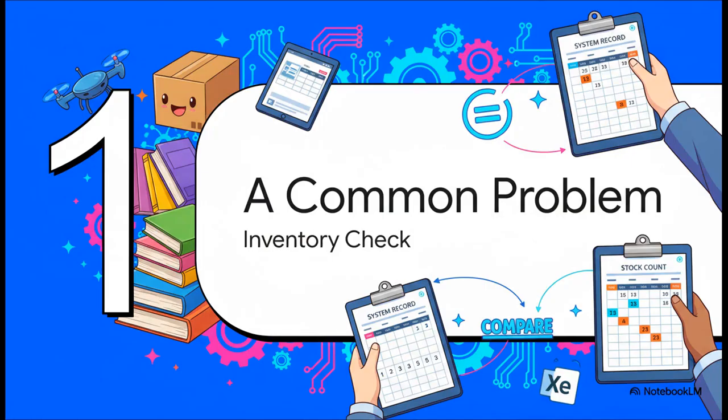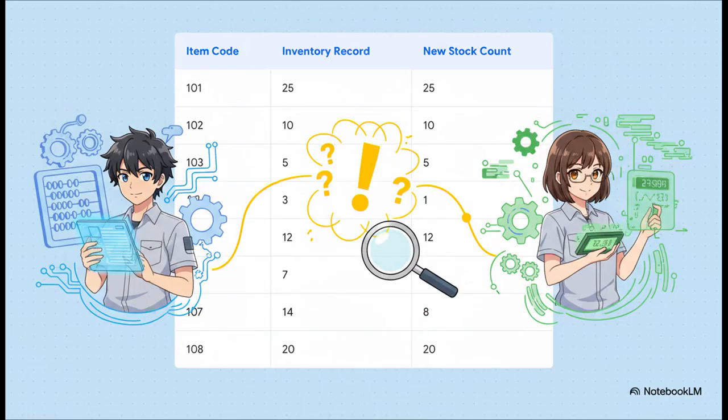Okay, so let's use a really common real-world example to see this in action. A simple inventory check. You've got your official inventory record from the system, right? And then you have the brand new numbers from a physical stock count. Your job? Find every single thing that doesn't match up. So here's what that data looks like.